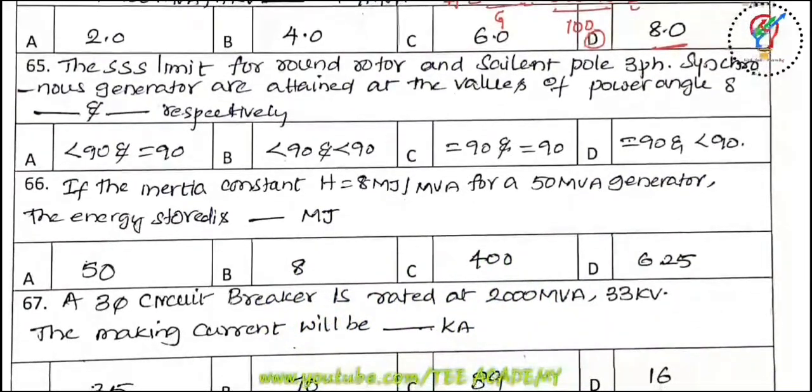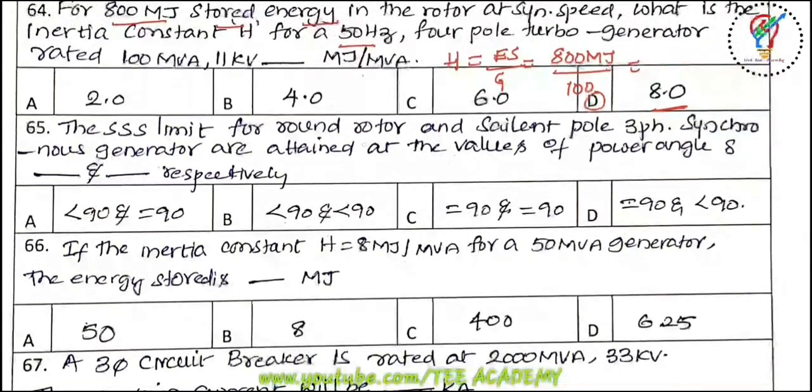Next one. The steady state limits for a round rotor and a salient pole 3-phase synchronous generator are attained at the values of the power angle delta of, respectively. So they are going to attain the values, the steady state limit maximum value. D is the most appropriate answer. It is equal to 90 degrees for a round rotor, and for a salient pole machine it is less than 90 degrees.